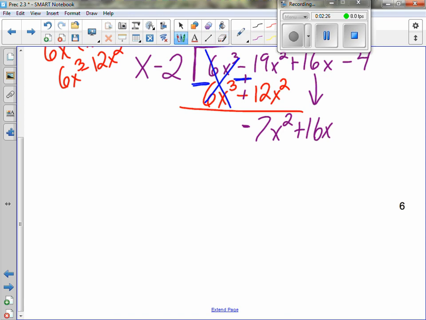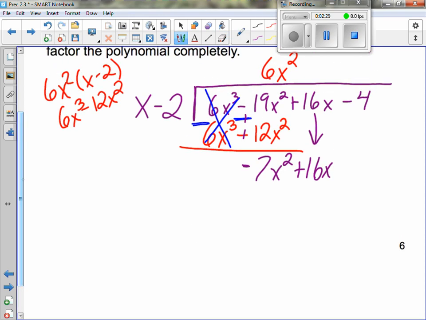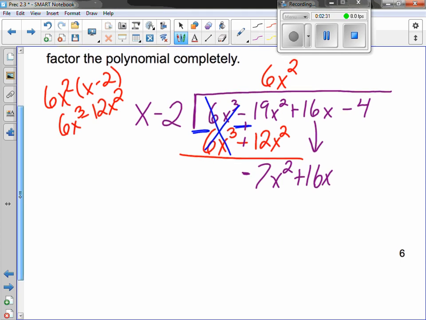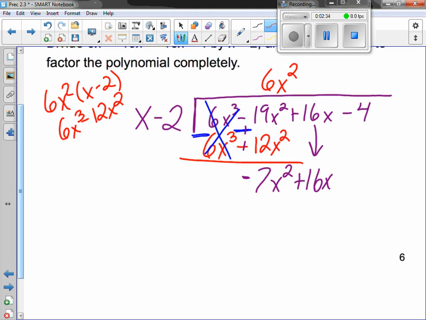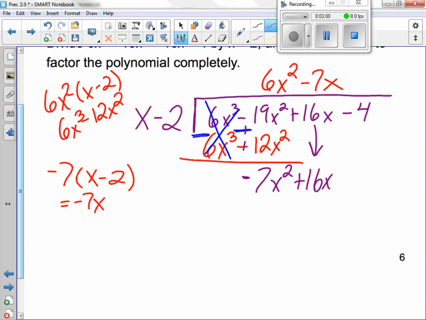All right, now we're going to repeat the process. What times x gives me negative 7x squared? It kind of gives us a little bit of a hint at the top, because if you notice, I started with x squared, so the next one is x, and then we'll have a number. So if we multiply through by negative 7, negative 7 times x minus 2 would be negative 7x plus 14, yes? We put it underneath.